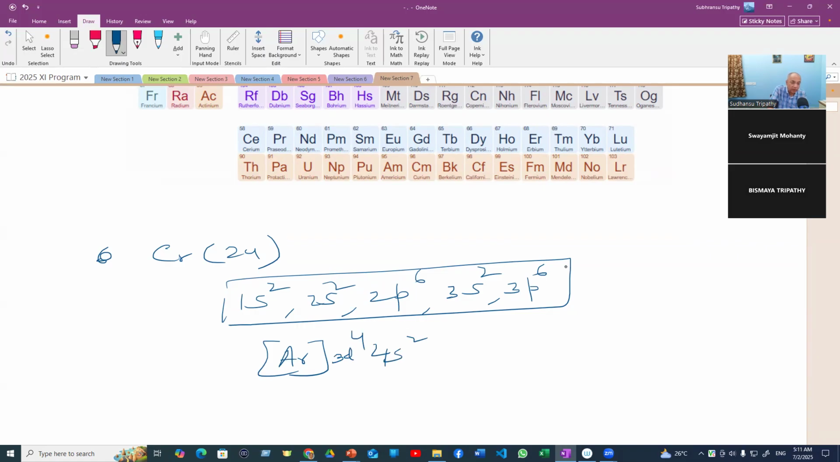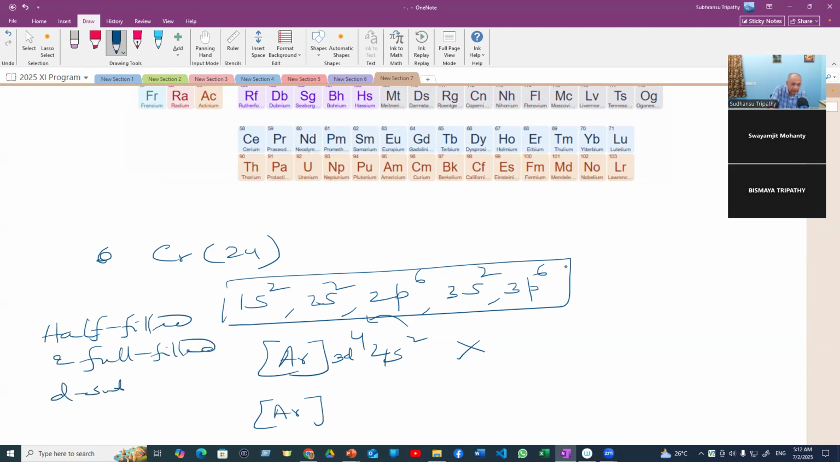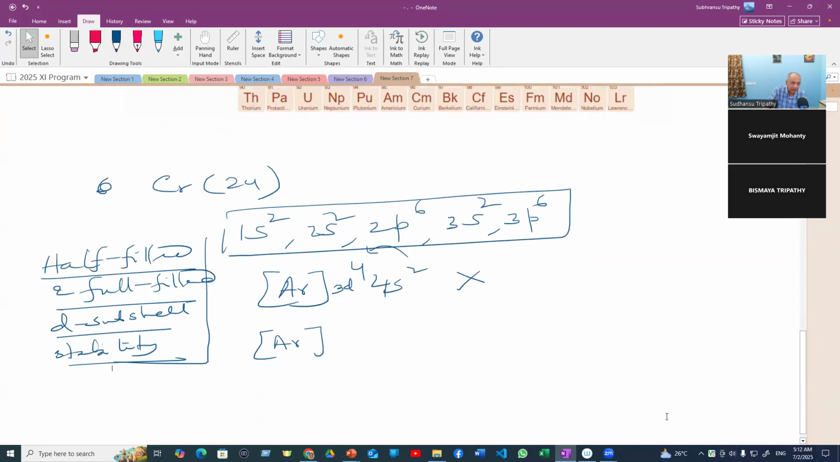But here there is an anomaly. This is wrong. The correct one is that one electron will come, because they are so close in energy. So the half-filled and fully filled d subshell stability. Because at the +2 level, you might get a subjective question as to why such an anomaly happens. It is due to the half-filled and fully filled d subshell stability.